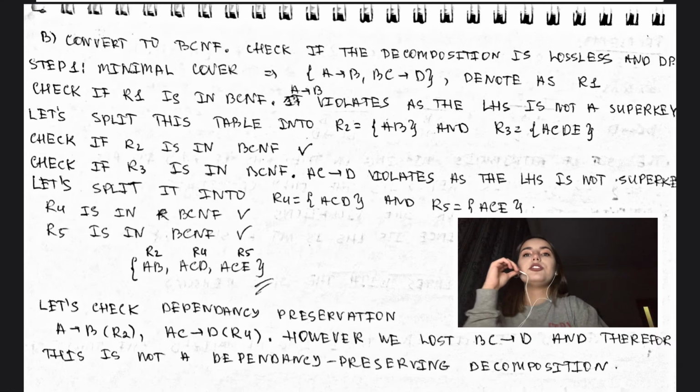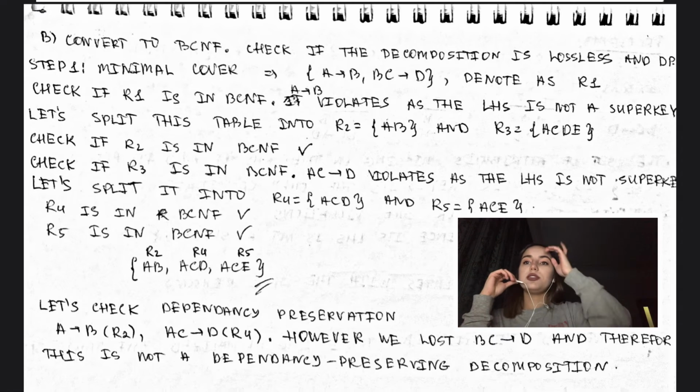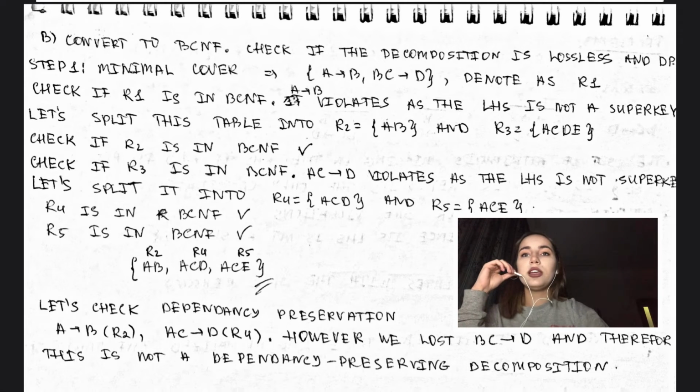And now let's check the dependency preservation and see if it's lossless. Okay, we have our R2 with A goes to B, and we have our R4 with AC goes to D. However, we lost the BC goes to D functional dependency, and therefore it's not a dependency-preserving decomposition. Since we lost data, it can't be lossless.